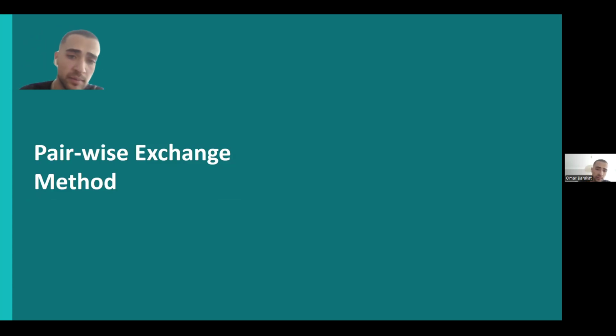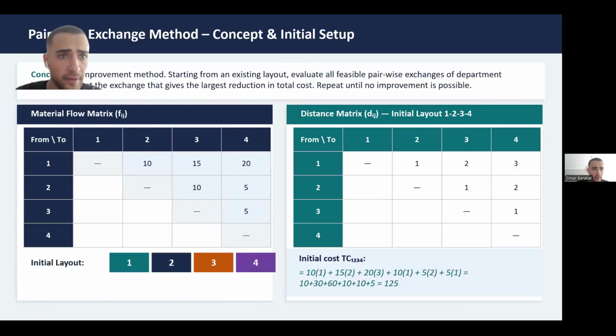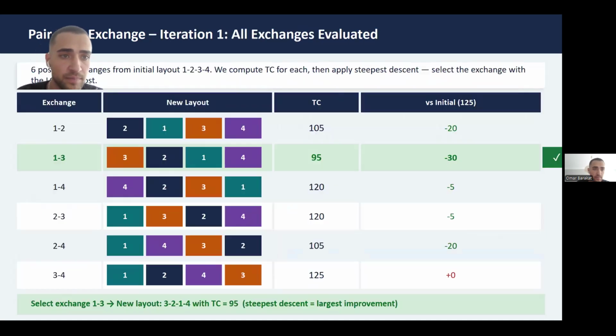So now let's talk about pairwise exchange iterations. After our first iteration, there are six possible exchanges from the initial layout 1, 2, 3, 4. We select the lowest cost exchange, which is exchange 1 to 3. With steepest descent, we select the exchange 1 to 3 with total cost 95. So the new layout after the iteration is 3, 2, 1, 4, as you can see here. We picked the lowest one for our total cost, and after we've done that, we made a new layout.